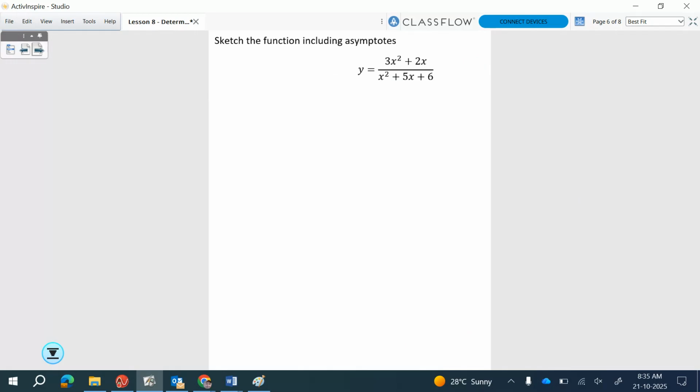Okay. Have a go at sketching this one quickly. We're not going to be drawing the axes on this one, we're just going to sketch it. We won't use the grid. We're going to identify where the asymptotes are. We have a horizontal asymptote, we have a vertical asymptote.